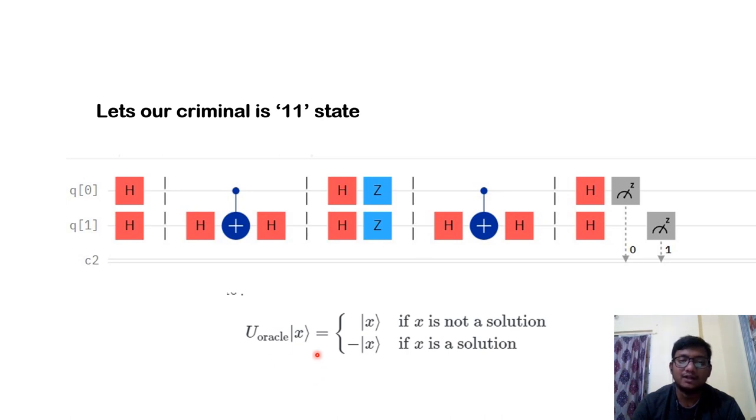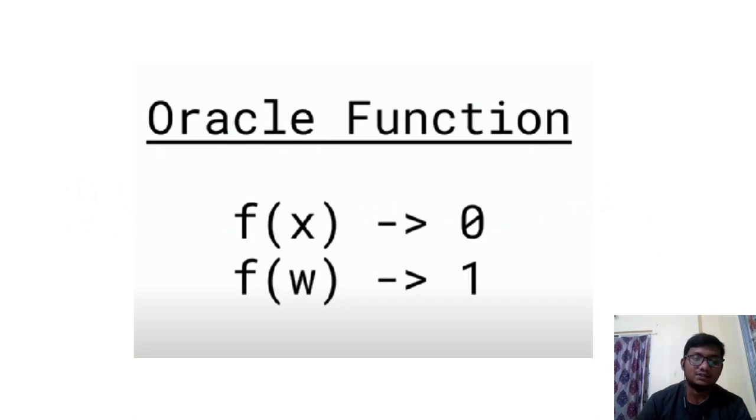In the black box, if it is our solution, if the state is 11, then the answer coming out of the oracle will be minus 11. Meaning if it is up when it is going into the oracle, when it is coming out of the oracle it will be minus 1, 1, meaning down. So if it is going inside the oracle as 1, 1, it goes outside as minus 1, 1. That is the thing.